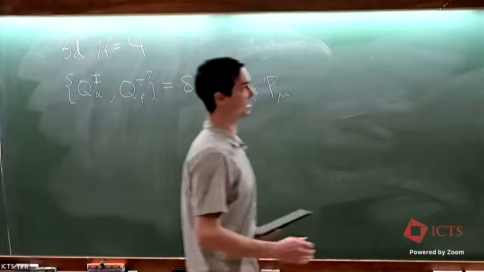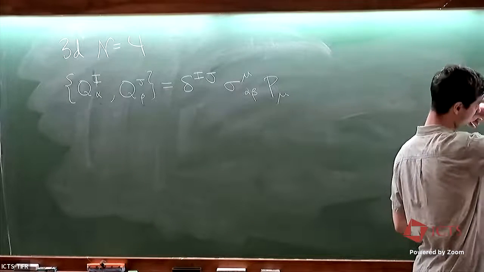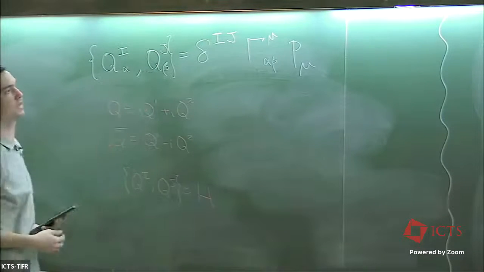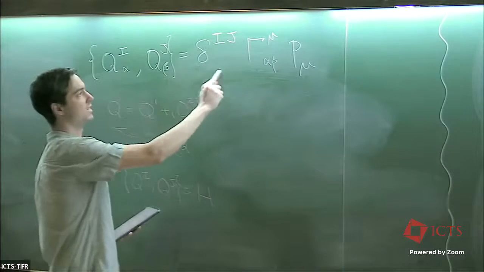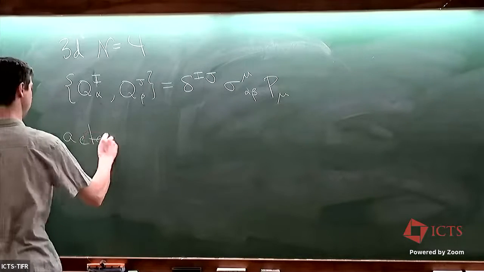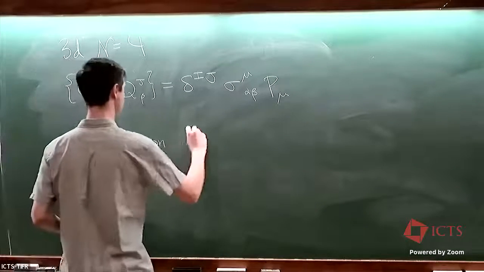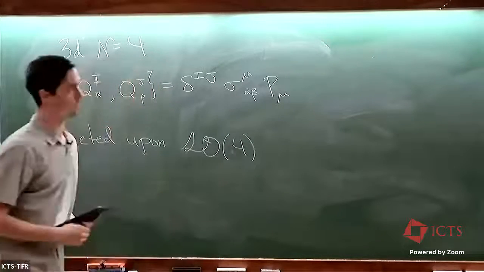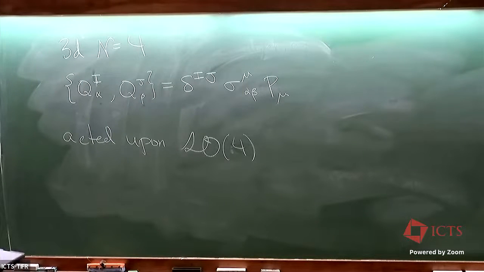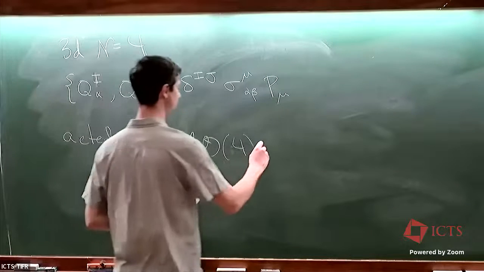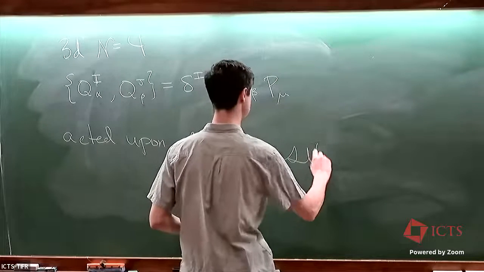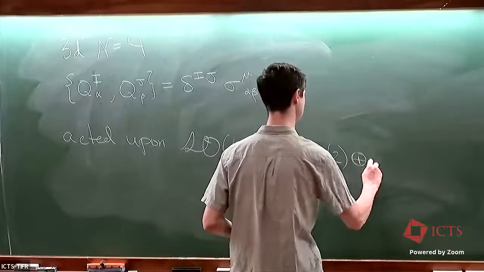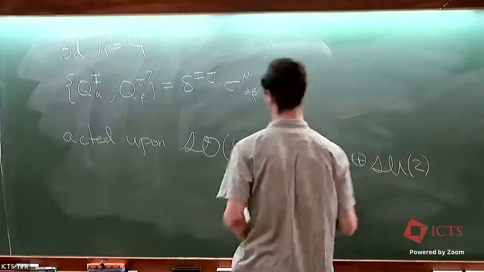One thing I should mention is that there's actually a symmetry that acts on the supercharges that rotates the I without touching the alpha and beta. And you can see that because it acts by an orthogonal group, in this case SO4, because I've got 4 supercharges. And physicists love to decompose SO4 into 2 copies of SU2.